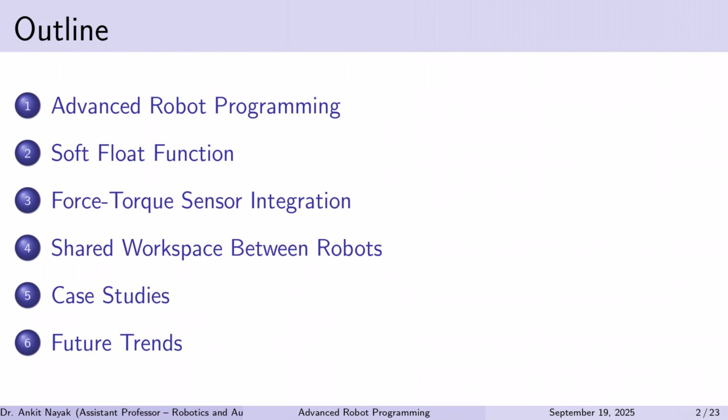These are soft float functions, force-torque sensor integration, and the concept of a shared workspace between multiple robots. These three ideas are extremely important in modern automation because they allow robots to work more flexibly, more safely, and more efficiently. By the end of this lecture, you will not only understand what these concepts mean but also where and how they are used in real industries.